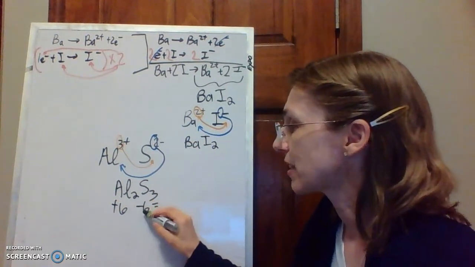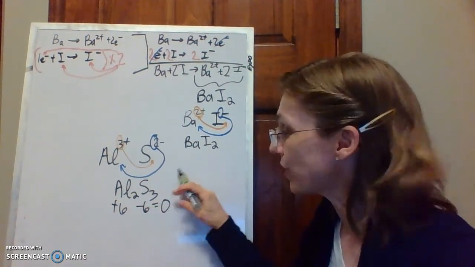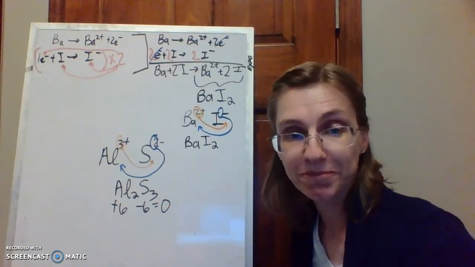-6, +6, -6, we got 0. So we know we're on the right track with that chemical formula. Okay.